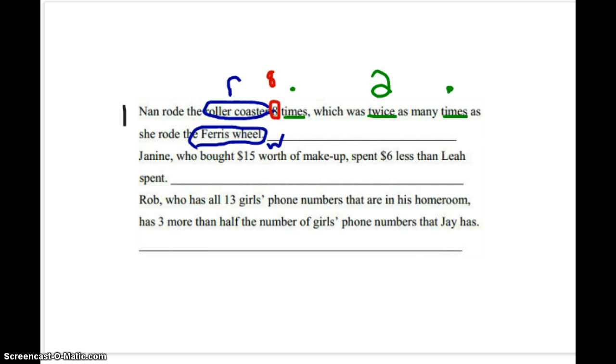Okay, I have not found the equal sign yet. So what I'm going to do is read this. Nan rode the. Those words aren't used, but none of them mean equals. Now I've got which was. Oh, look, it was. It's the past tense form of is, and is means equals. So we put that right there above. Everything else is already done for me.